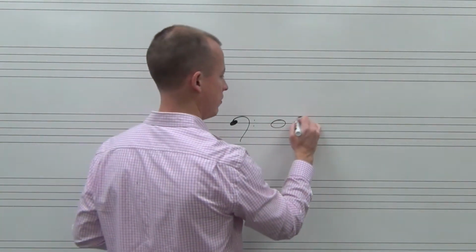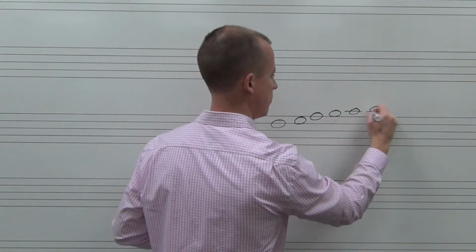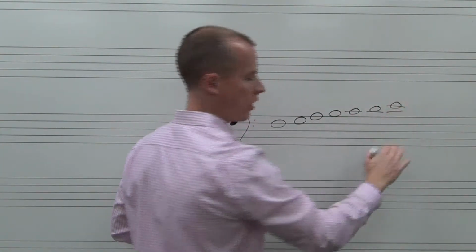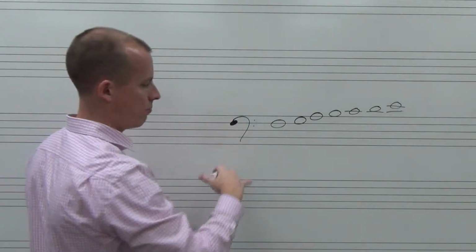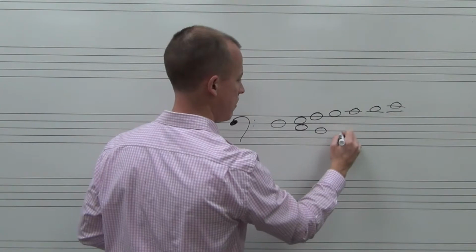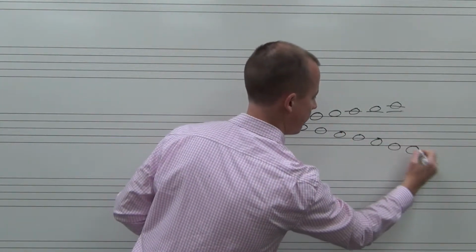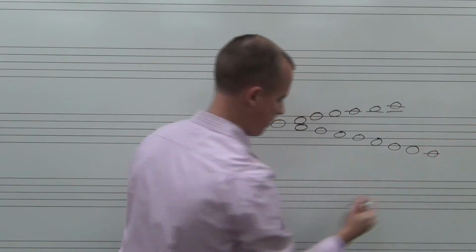We have F, G, A, B, C, D, E, and we can go on and on. To go down, we'll go backwards in the musical alphabet. F, E, D, C, B, A, G, F, E, and so on.